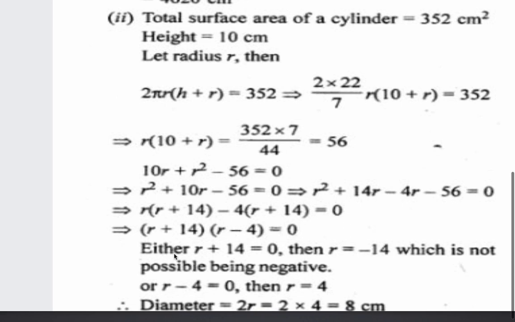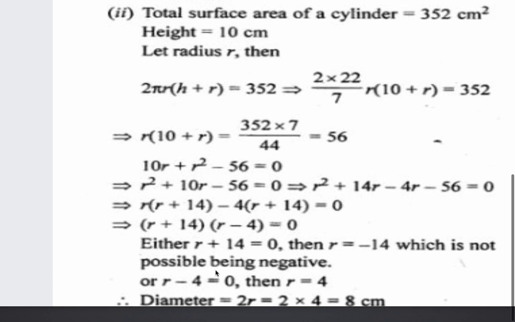So either r plus 14 equals 0, which means radius is minus 14. Can you think of any circular object or cylindrical object with a radius minus 14? No, students, radius can never be negative. So exactly the same way as in quadratic equations, we write very clearly that r equals minus 14 is not possible since radius can never be negative. So what do I get as the radius? r minus 4 equals 0, so the radius comes out 4 centimeter.